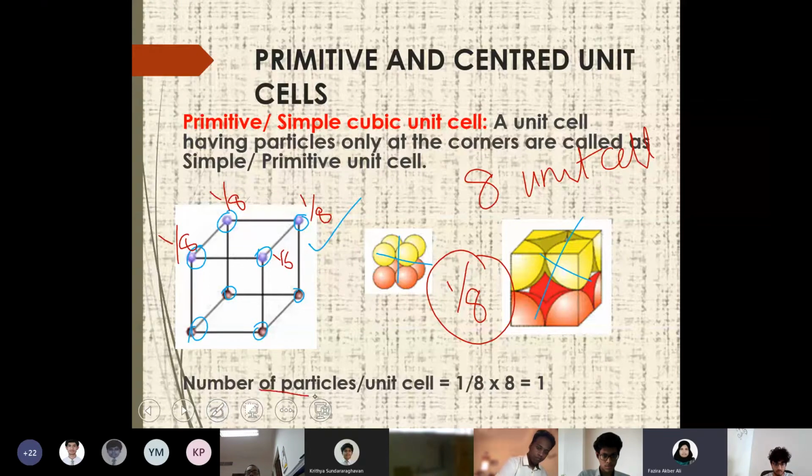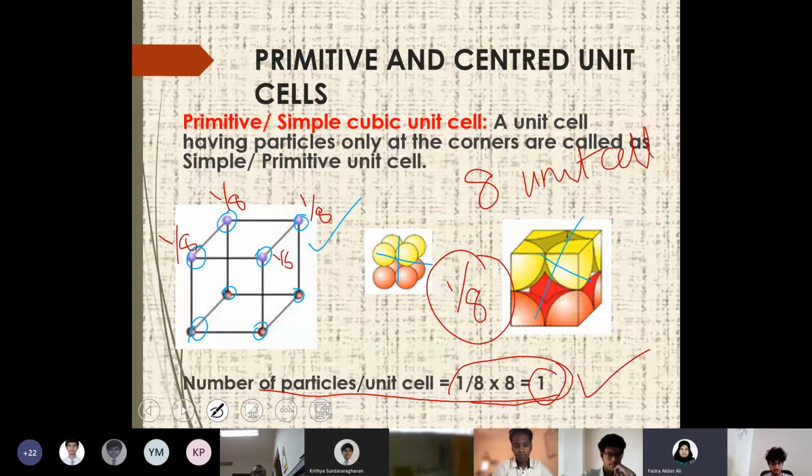So the total number of particles in a unit cell is equal to 1. Even though it has 8 particles on the corners, those 8 particles do not completely belong to one unit cell. Each particle at the corner is shared by another 7 more, so a total of 8 unit cells are sharing one particle. So the contribution of one particle will be 1 by 8. Such 8 particles will be there, so 1 by 8 into 8 is equal to 1. So this calculation is important.